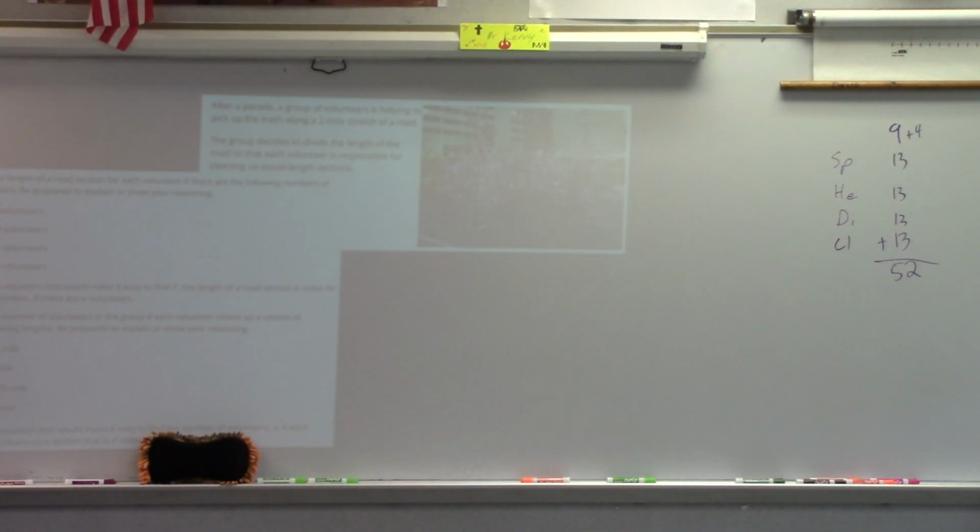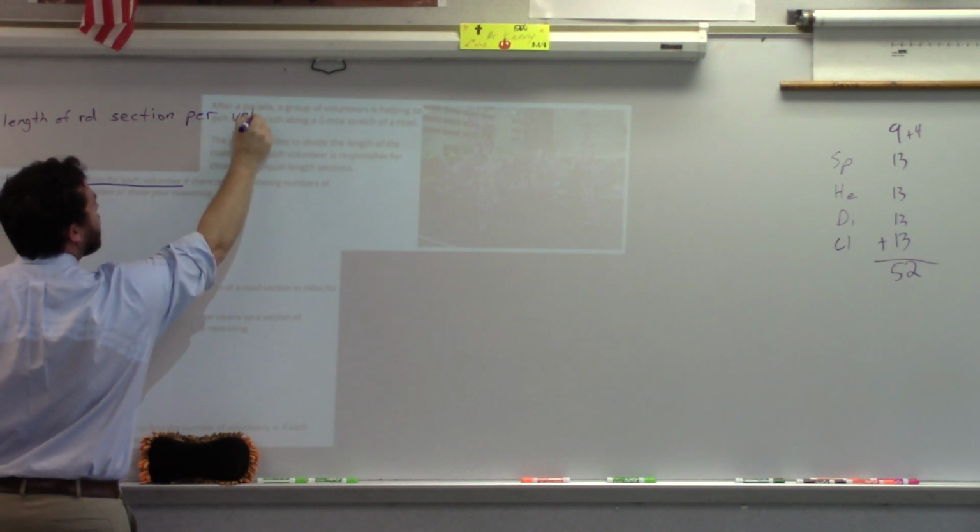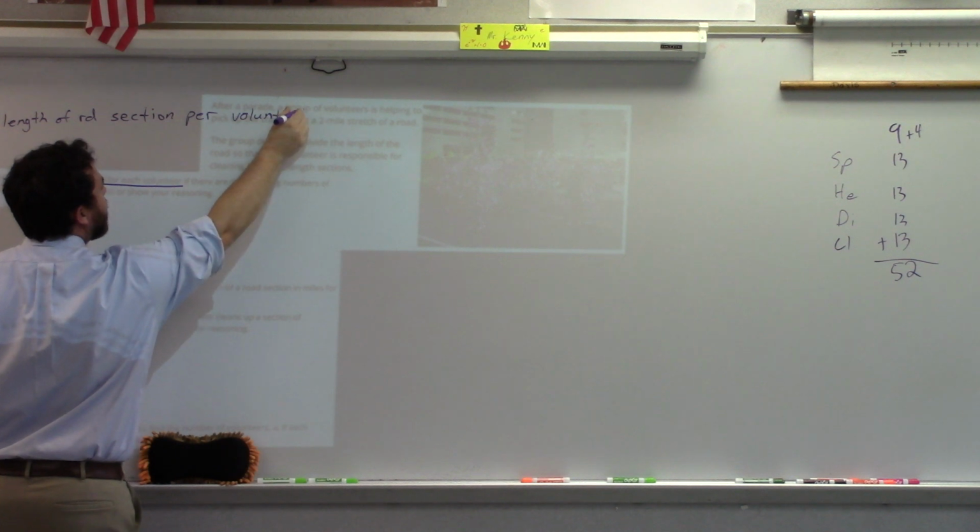Notice how the question is asking us to find the length of a road section for each volunteer. Now, the reason why I'm pointing that out is because you should be thinking about units in this case. Do not just do 2 times 8 or 2 divided by 8 or 8 divided by 2. That's not going to give you much information. At the end of this, because it's a length of road section per volunteer, what should my units look like?